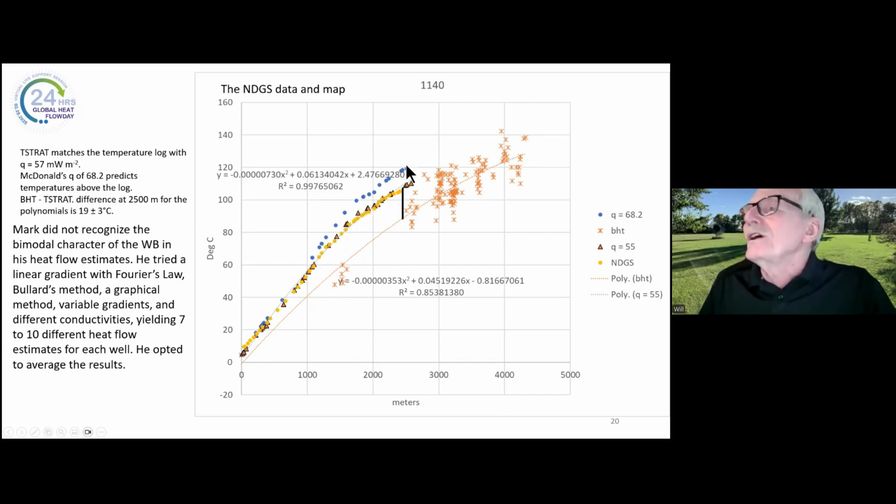And notice he has a temperature of 120, where we say, oh, no, the temperature is only about 114 or 112. We went back and checked all of his and found, yes, he had this kind of error in all of them. So we've corrected him. So, oh no, our fit is even better than we had it before.